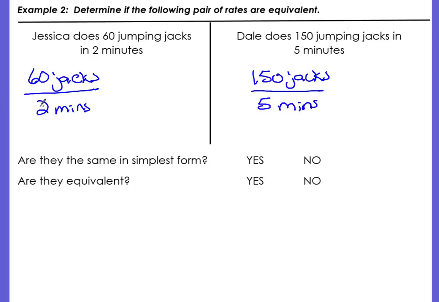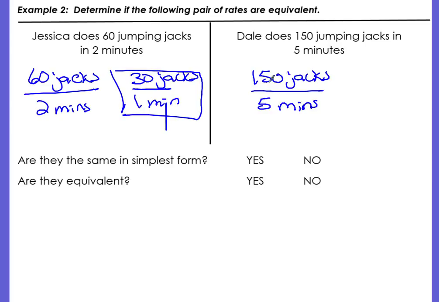Okay, I'm going to start with Jessica. Can I find the unit rate easily? Yes, 60 is divisible by 2. So for 1 minute, when I divide by 2, Jessica does 30 jacks. She does 30 jacks per minute.